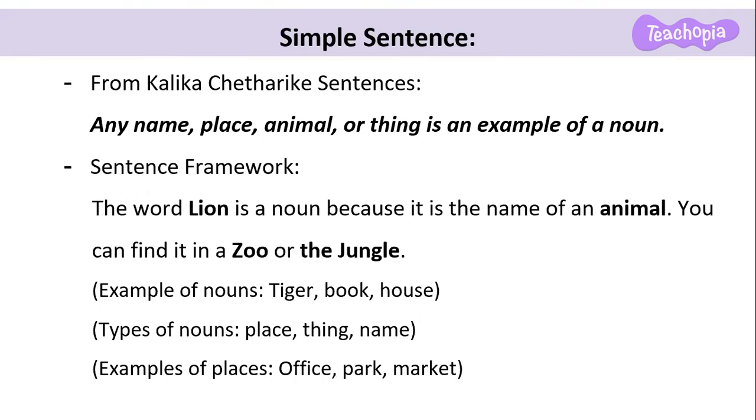Then we could see sentence framework, where you could replace certain words in the sentence and form new sentences. Like the word lion is a noun because it is a name of an animal. You can find it in a zoo or the jungle. Here the word lion could be replaced by examples of nouns like tiger, book, house. Then you can replace the word animal with the type of the noun that you have replaced earlier. Maybe it's a place, thing, or name. Then the words zoo and the jungle could be replaced with examples of places like office, park, or market.